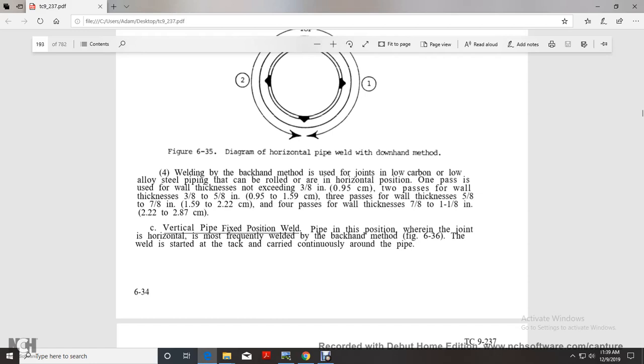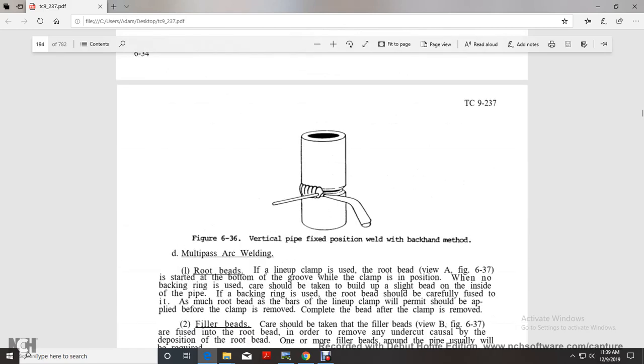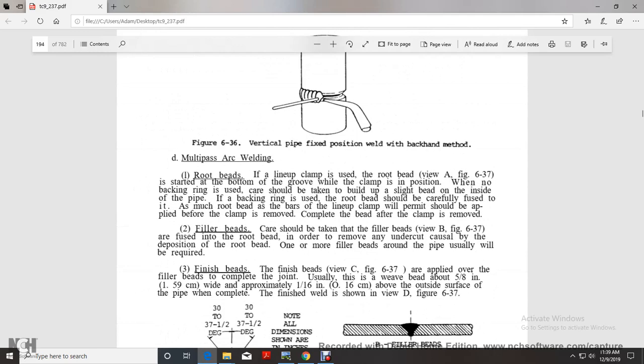Vertical pipe fixed position weld: the pipe is in the position where the joint is horizontal, more frequently welded with the backhand method. The weld is started with the tack and continues around the pipe. For the vertical fixed position weld with the backhand method, multiple pass arc welding, root beads: a line-up clamp at the root bead, as in figure 637, then start at the bottom of the groove while the clamp is in position.